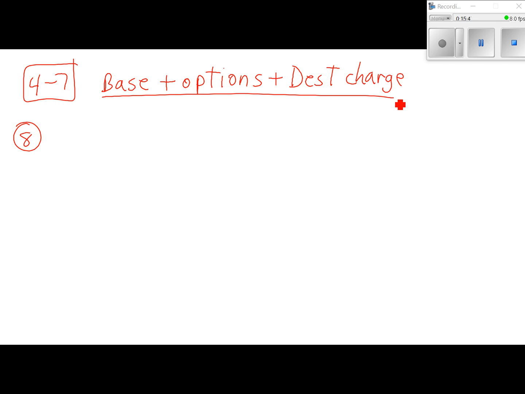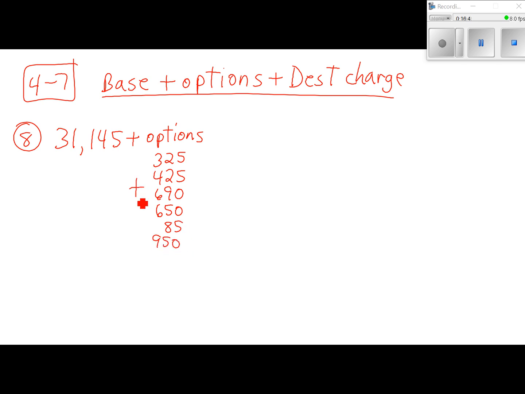We're going to use this same formula that we did up here. So you're going to take your base price, which for this one was $31,145, plus the options. Now with the options, you got to add them all up. So they got options of $325, $425, $690, $650, $85 and $950. So we're going to add all those up.